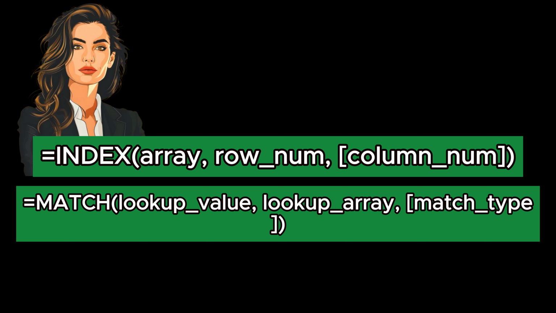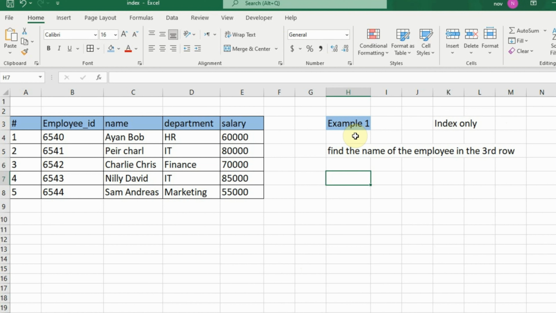Today we have 5 examples on how we can use index and match function. So let's get started. Let me share with you the data set we will use in our examples. It's information for employees in XX company, let's say, and it contains employee ID, name, department, and salary.